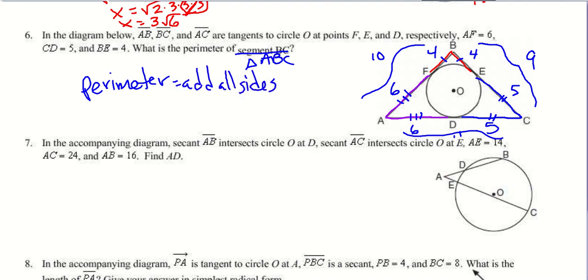And so we should end up with 30. So 10 plus 9 plus 11 is 30. And that's the perimeter of our triangle. All right.